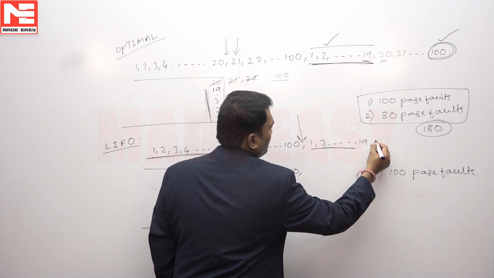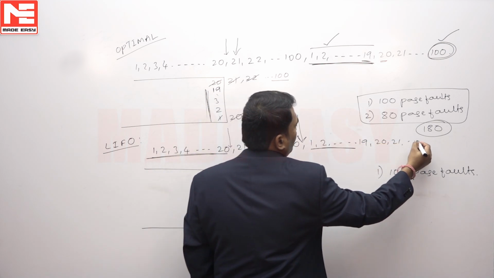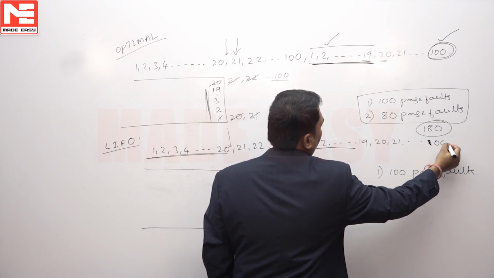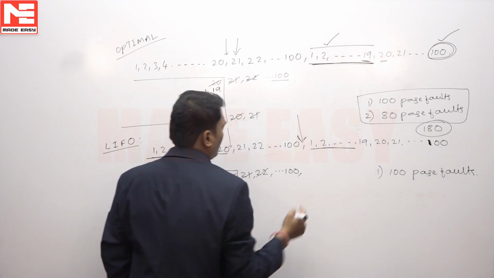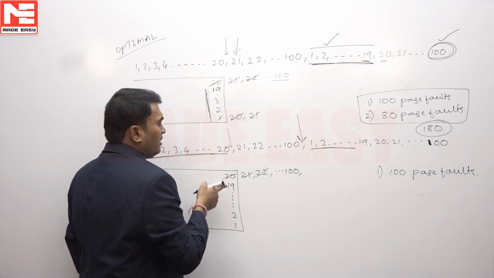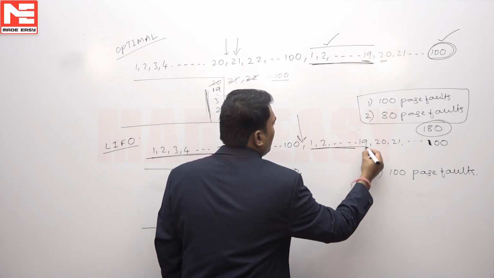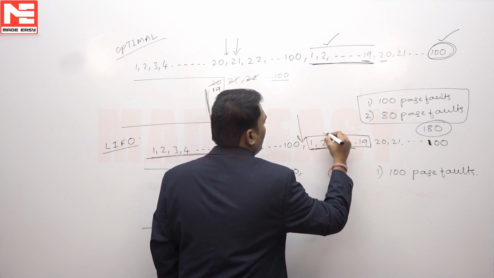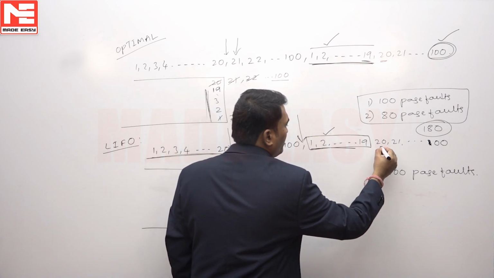I write here 19, 20, 21, let's say 100. So 1 to 19 they are not page faults because they are available here. First 1 to 19 they are available, so they are not page faults. Okay, next, now the 20 comes.